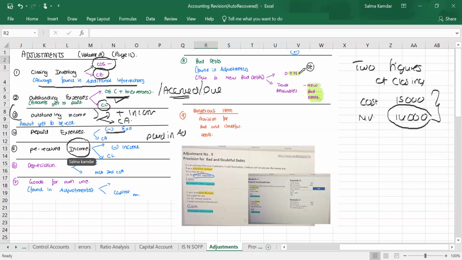Pre-received income. What will you do? You'll minus it from other income and you'll add it to the current liability.